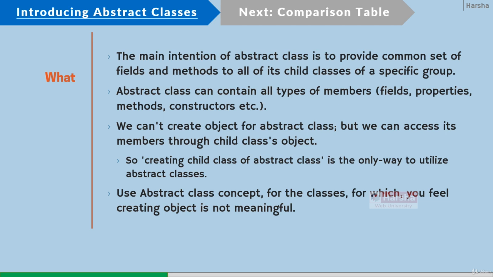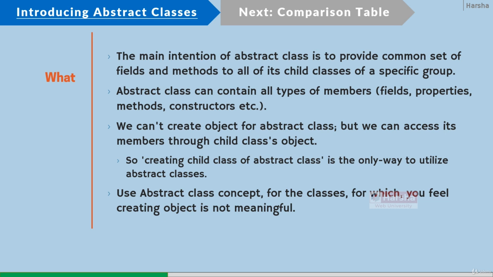For example, there is a parent class called person and there are child classes called employee, customer, etc. You feel that you don't want to create an object of the person class directly, but indirectly you want to use the members of the person class by using the corresponding child class objects such as employee, customer, etc. In such cases, you can make that parent class an abstract class.